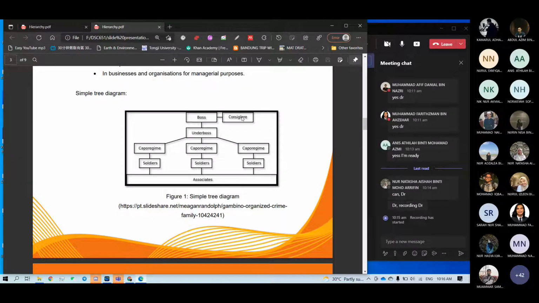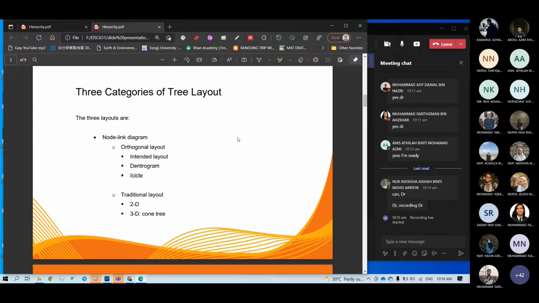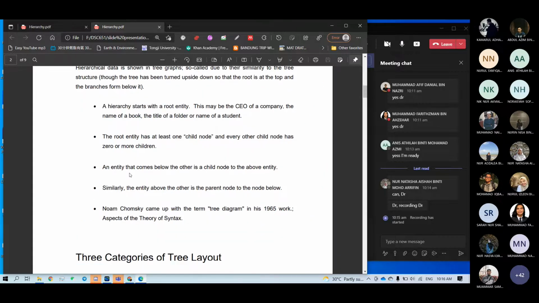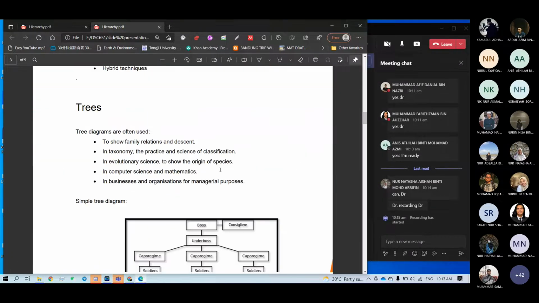And when you have this one, it means this is supporting, because it goes side by side. So this one you are familiar with. Your high school, you are definitely familiar with this. The entity that comes below the other is a child node to the above entity. So you have one child, they call it, it can also be like this.